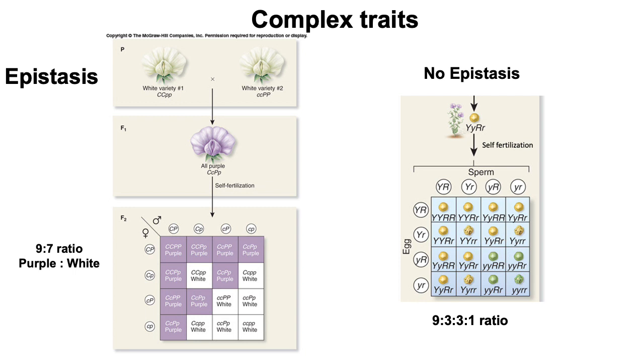get our 7. And so all the organisms that have genotypes that are not at least one dominant allele at C and one dominant allele at P result in white. So we get this 9 to 7 ratio. So we must have a dominant allele at both of those genes in order to get the purple pigment.